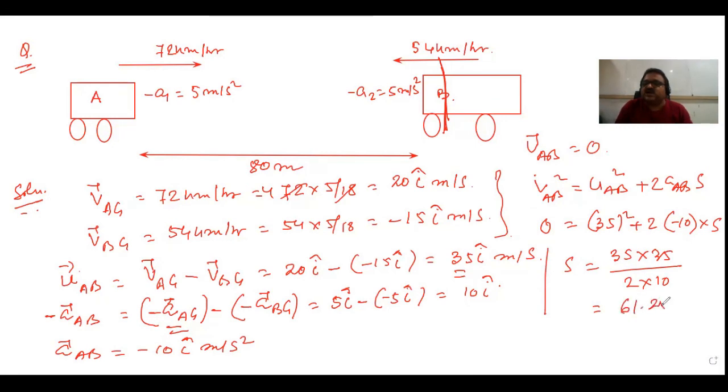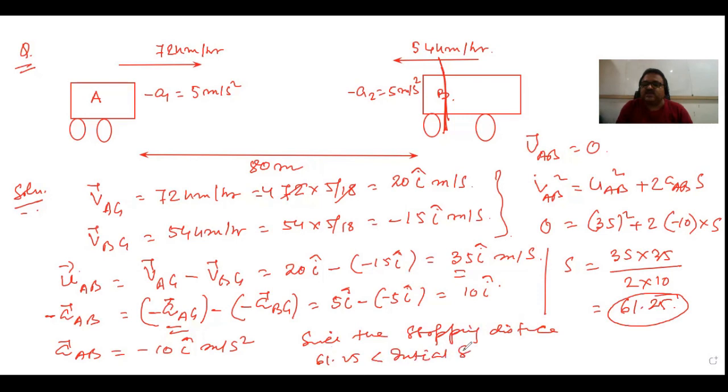That means it is less than the initial distance. Since this distance is less than the initial distance, they will not collide. So since the stopping distance 61.25 is less than the initial separation, hence they do not collide. Hence, no collision will occur.